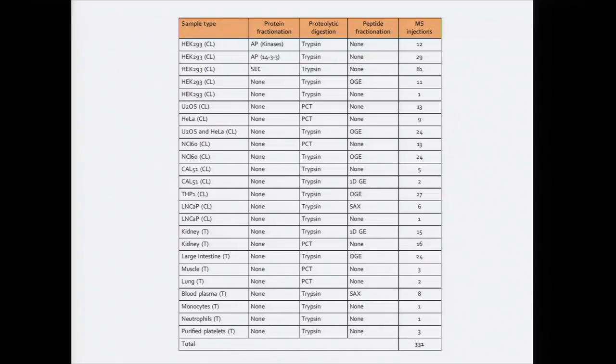We did this for human, right? So we took basically all of these samples where DDA data had been collected in the lab, and this resulted in about 330 files that we had sitting around in our database. And they came from very diverse sources like cell lines, well, mostly cell lines, but also some clinical samples like kidney, intestine, muscle, lung, blood, blood cells, etc. And also different kinds of preparations. So some had affinity purification, some had size exclusion fractionation, some had different fractionations like ion exchange at the peptide level, but we just mushed all this data together into one giant DDA search.